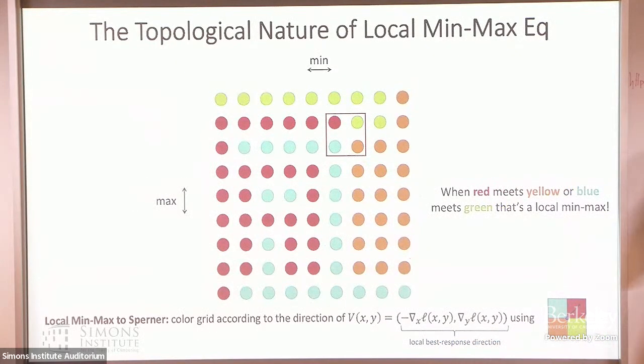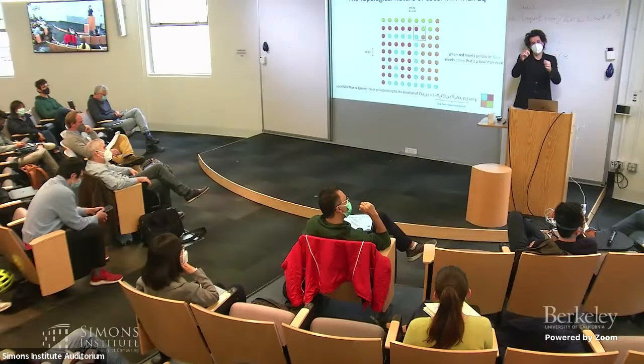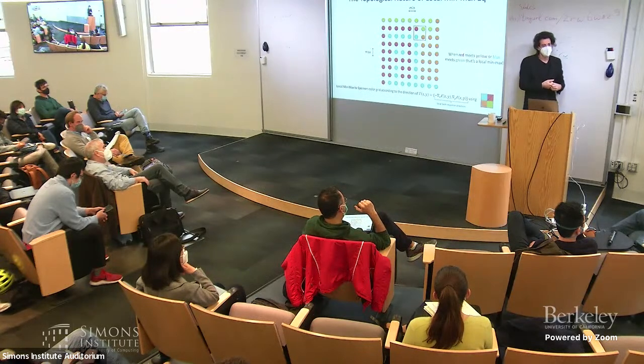And if you get red and yellow coexisting, then at the red point you have these signs for both gradients, and at the other point you have these signs. So you have for both x and y both the plus and the minus direction coexisting. So that's enough for a local Nash. Does that make sense?